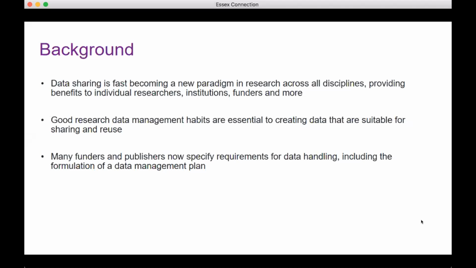So the core message here is to think about data management throughout the whole life cycle of the research project and write down a data management plan to enable us to keep track of actions. And I'm sure you know nowadays many funders and publishers have specific requirements for data handling and require a data management plan, often referred to as a DMP, included in the initial grant application to ensure that researchers have considered these aspects early on.